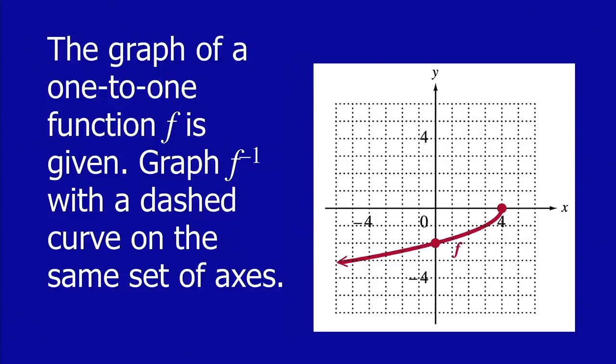The graph of a one-to-one function f is given. Graph the inverse function with a dashed curve on the same set of axes.